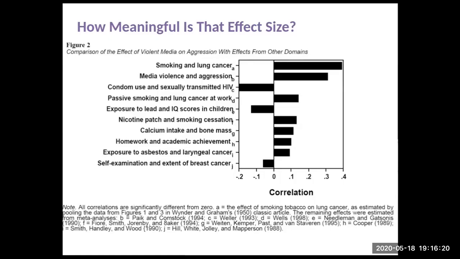All of those people that say to drink milk, I think it only helps till a certain age when your bones stop growing. Homework and academic achievement, you would hope would be a little bit bigger. Exposure to asbestos and laryngeal cancer, cancer of the esophagus, basically, and the larynx. I guess that would be esophageal. And looking at self-exams and the extent of breast cancer, there's a smaller correlation there. But obviously, like we said in statistical validity, the larger the effect size, the better for everything. So we can still look at these overall meta-analyses and have a good idea that there is some relationship.